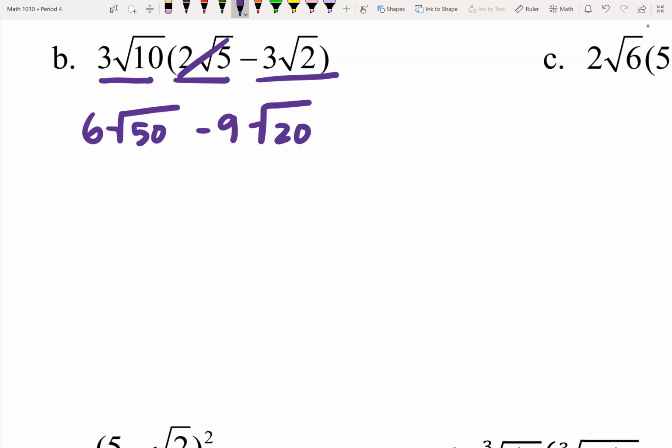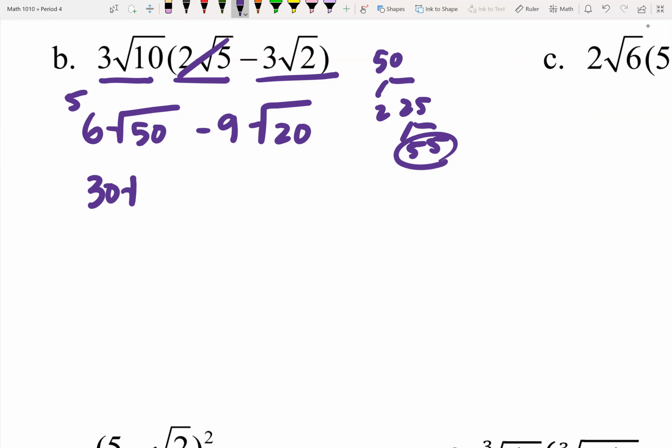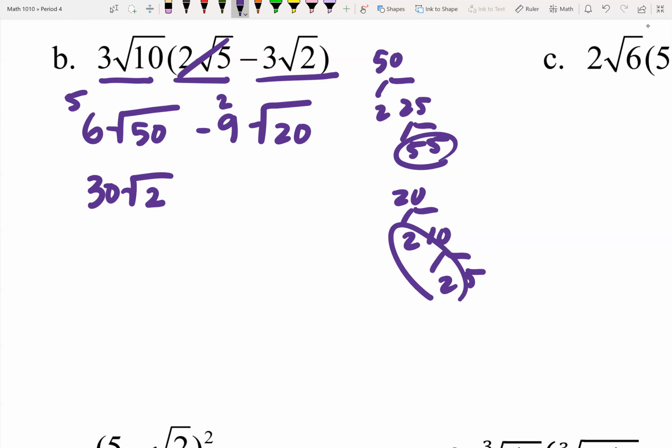What do I do now? Simplify, right? So 50 is 2 times 25. 25 is 5 times 5. So these two 5s come out and join the 6. What do I have out there now? Do I have an 11? No, you multiply. 30, square root of, talk to me, 2. Now break down your 20, 2 times 10 and 2 times 5. 2 2's come out as a single. So I have minus 18 square root of, tell me, 5.